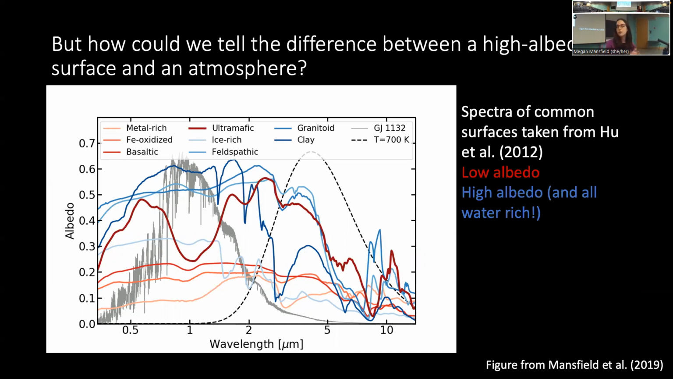So the first are the ones shown with red lines here. These are all relatively low albedo surfaces, so those would not be easily confused with an atmosphere. And then the second category are the blue lines on here, which are relatively high albedo surfaces. And it turns out that everything that's a relatively high albedo surface we see on a terrestrial planet is water rich somehow. So either an ice rich surface or minerals like granite and clay, which incorporate water into the mineral structure. So in some way you need water to form all of these surfaces.